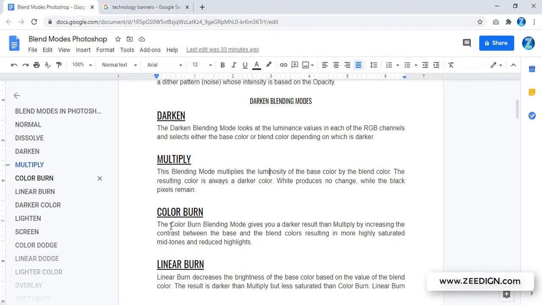So next one is color burn. The color burn blending mode gives you a darker result than multiply. So the next one is even stronger than the previous one. Okay, if we had darken, then the multiply one was stronger as compared to darken, then the color burn is even stronger than these two. By increasing the contrast between the base and the blend color, it results in more highly saturated mids. And by high saturation I mean that the intensity of colors will be stronger. So let's see how the color burn looks and how it's stronger than the previous two.